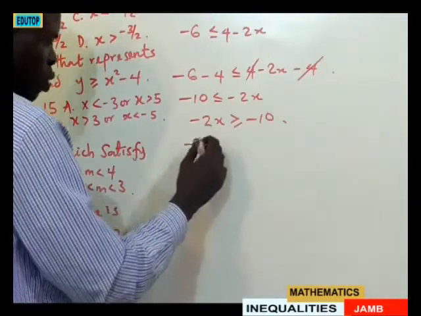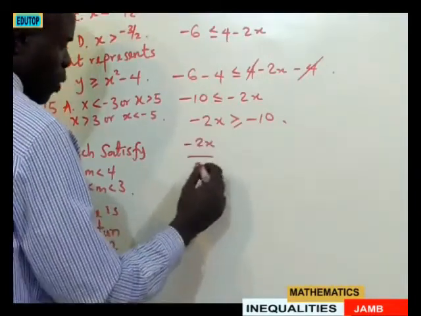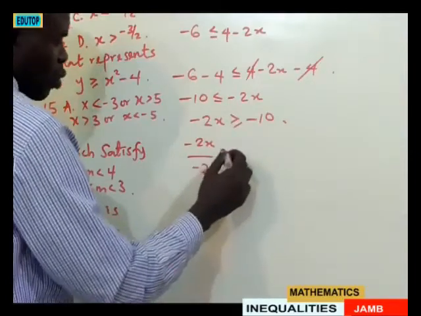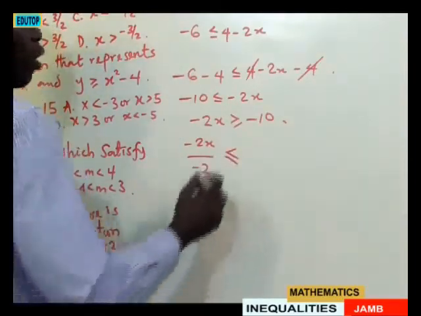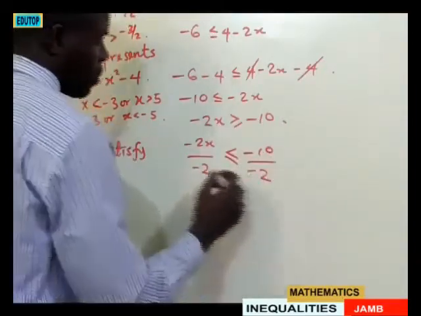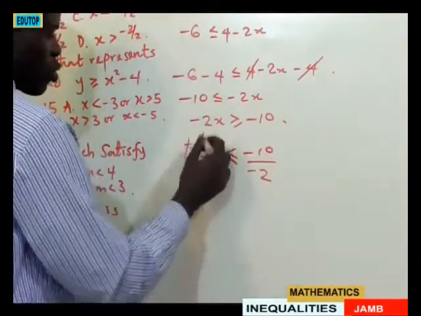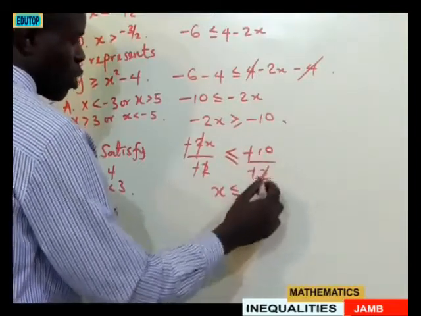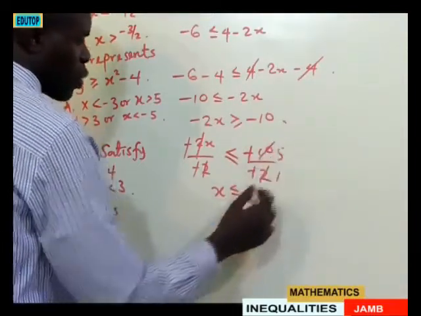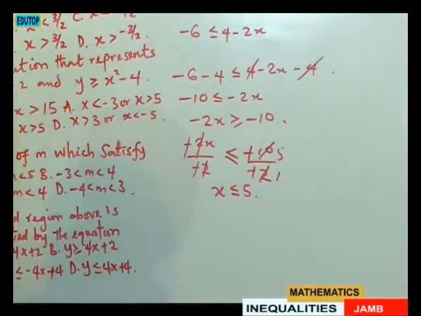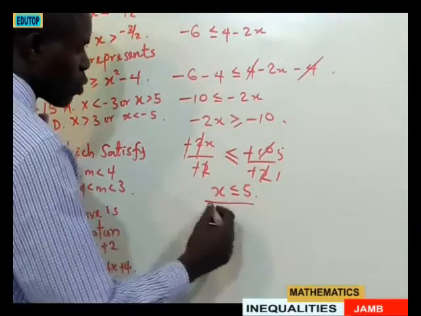If I'm dividing by a negative, what it means is that the inequality sign will be reversed. So I have minus 2x divided by minus 2. As soon as I divide by minus 2, this sign will face the opposite way. Then you have minus 10 divided by minus 2. The minus cancels minus, 2 cancels 2. You have x less than or equals to minus cancels minus, 2 here 1, 2 here 5. So x is less than or equals to what? 5. So I've been able to solve this first one.